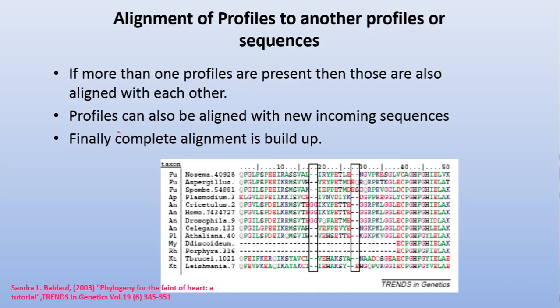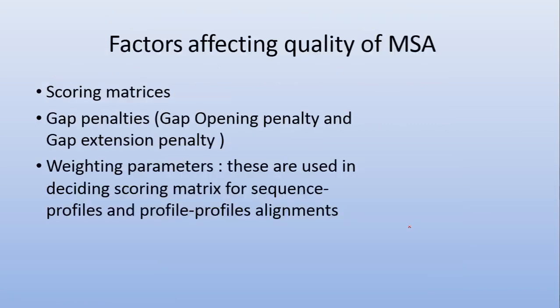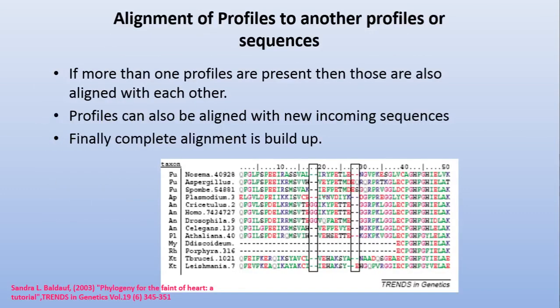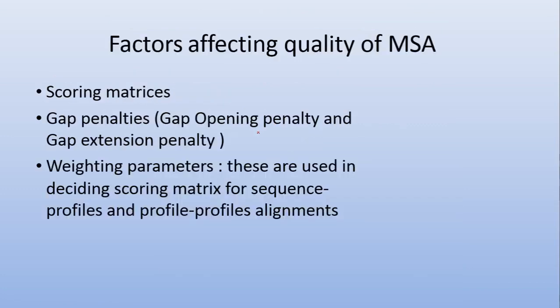Or we'll say, for example, if profiles can be aligned with new incoming sequences, and finally you would complete the multiple sequence alignment like this. Okay, so this is how your multiple sequence alignment is progressively built up. I hope that now you understand the basic idea behind generating such multiple sequence alignments using progressive strategies.